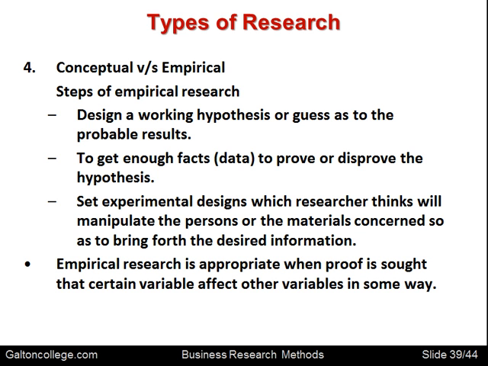So empirical research is appropriate when proof is sought that certain variables affect other variables in some way. So if we're looking to see if something affects something else, that's empirical, tested. And that's one type of research. As I said earlier, there are many types. There's fundamental research, which is looking at abstract ideas and looking at relationships perhaps in mathematics. But if you're looking at empirical research, you're looking at linkages between some phenomenon and some other phenomenon to see if one is affecting the other. That's empirical.